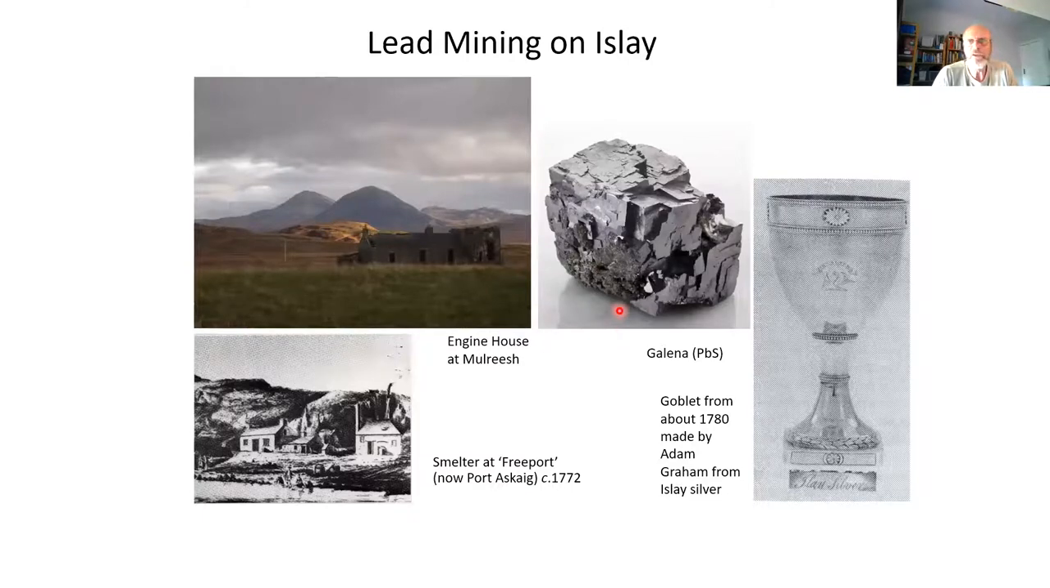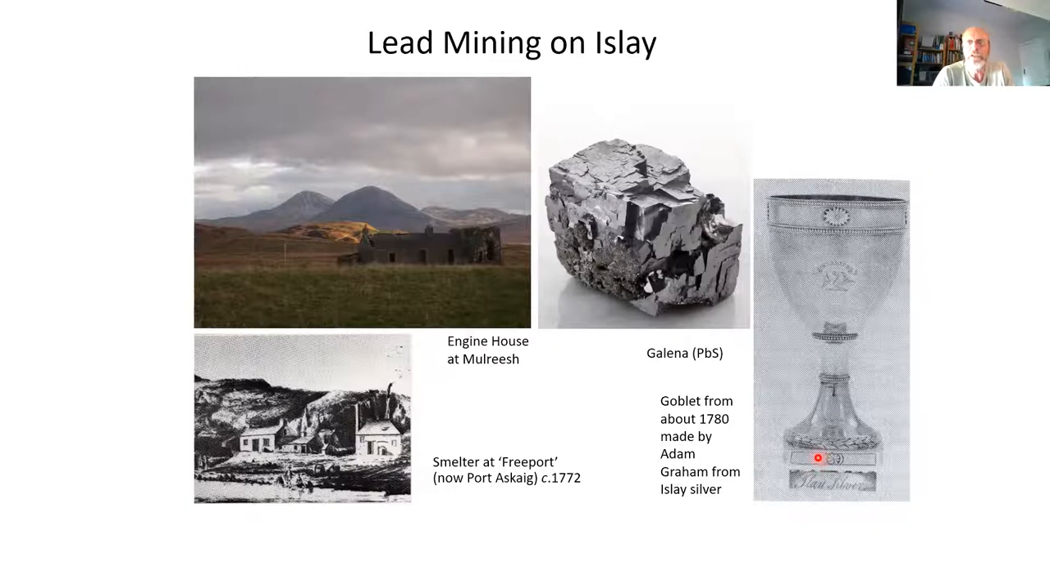Just a quick digression onto lead mining. This is just near Ballygrant. There's an engine house here. There's a lump of galena. There was a smelter at Port Askaig in the 18th century. And from the lead mines at Ballygrant, where we are now, one of the byproducts, in fact what they really wanted, was a lot of silver. There's a significant quantity of silver in the Ballygrant lead, not in the other lead mines on Islay, but especially in the Ballygrant one.